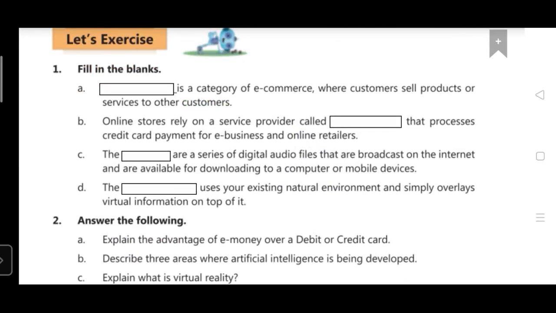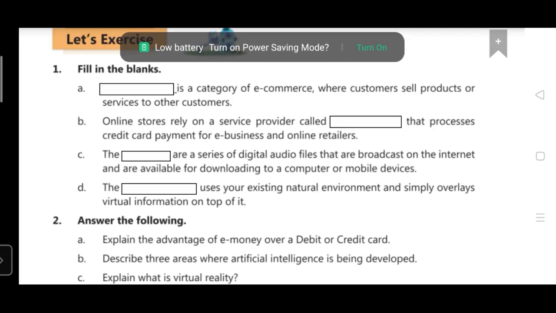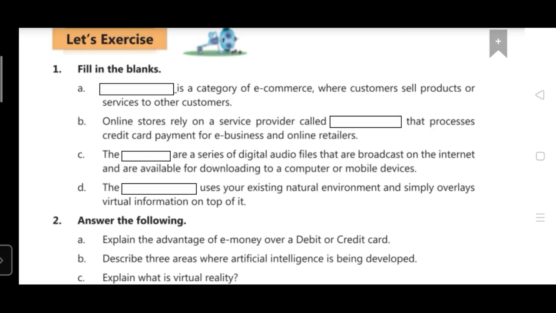Question number 1. Blank is a category of e-commerce where customers sell products or services to other customers. What will be the answer? Customer sells and customer receives. Yes, the answer is customer to customer. Write it down. Yes, customer to customer. B. Online stores rely on the service provider called blank that processes credit card payments for e-business and online retailers. Yes, the answer is payment gateway provider.